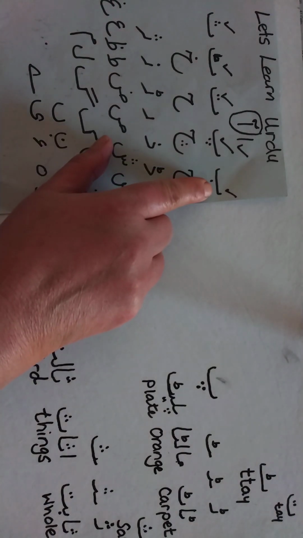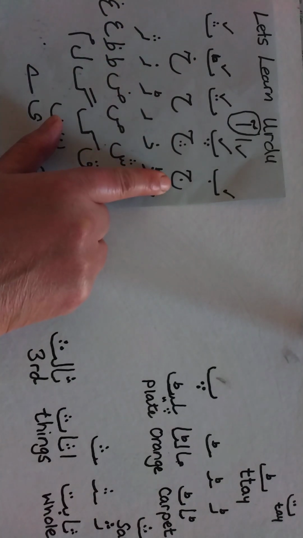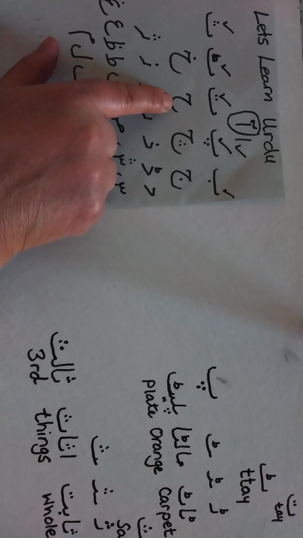This is end of our Bay family. The letters Bay family mean the letter from B to C. In the next lesson, we are going to learn from Jim, J, He, and He, and how we can write them and the sound of them.